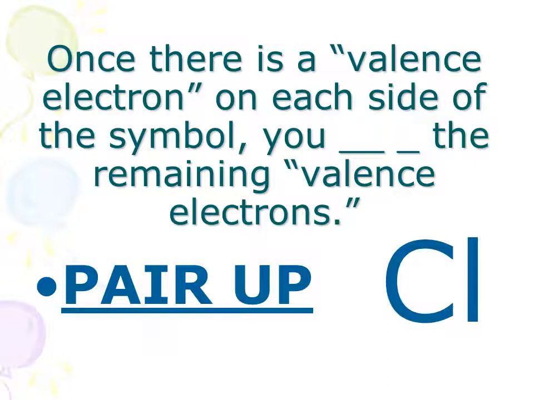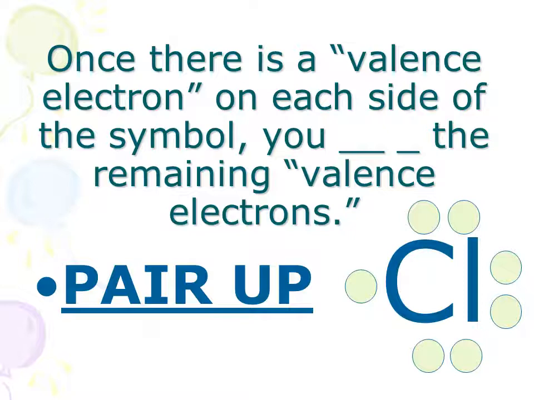We're going to put 1 dot on each side of the symbol. So 1 on the left, 1 on the bottom, 1 on the right, and 1 on the top. Now we have 7 total to put on here. We have 4, so we have 3 more to put on here. So we're going to pair up 5, 6, and 7.